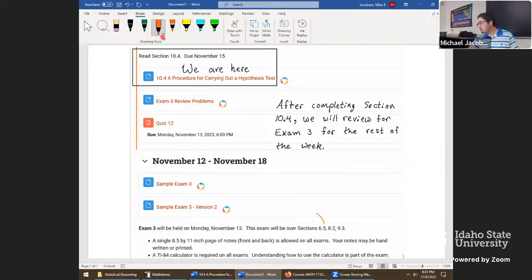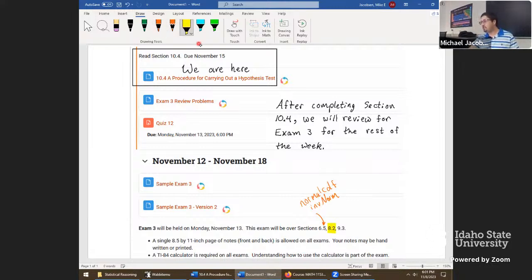So the third exam will involve 6.5. And in 6.5, we have to be familiar with using normal CDF and inverse norm in our TI-84 calculators. If you're happy with using those functions, then you're in great shape in section 6.5.